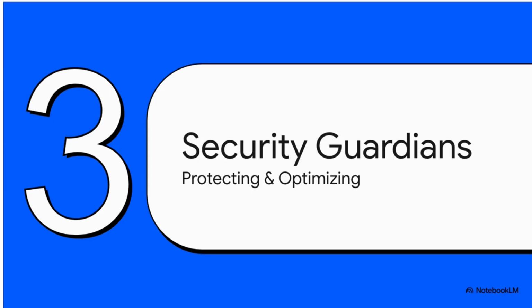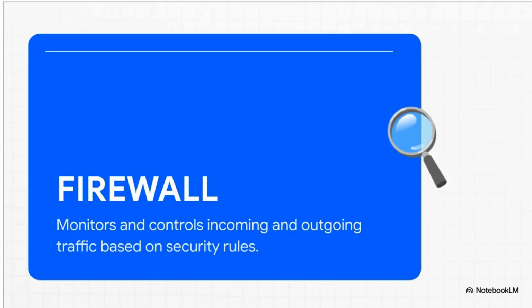So, we've got our traffic moving. But now, how do we protect it? And how do we make sure it performs at its best? This is where we bring in the network security guards and performance guardians. You can think of a firewall as the bouncer at the front door of your network club. It stands right at the edge, checking the ID of every single piece of data trying to get in or out. And based on a very strict set of rules, the guest list, if you will, it decides who's allowed in and who gets turned away.